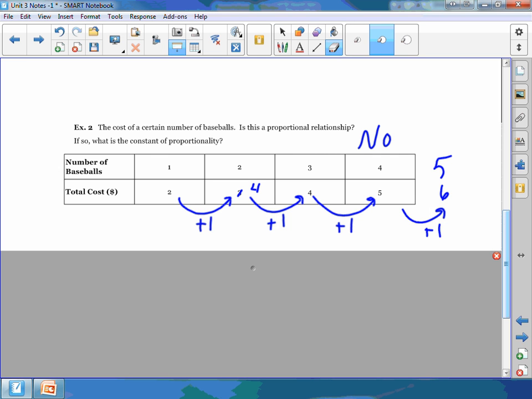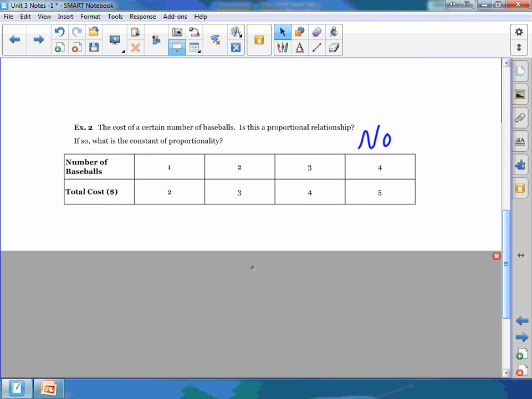Okay, because if my argument here, I'm just adding 1 every single time, doesn't support the argument that in order for it to be proportional it must have a constant unit rate. So you're saying this is not a constant unit rate throughout. Okay, so if I erase this, my unit rate looks to be here, $2 per baseball, right? Let me abbreviate there.